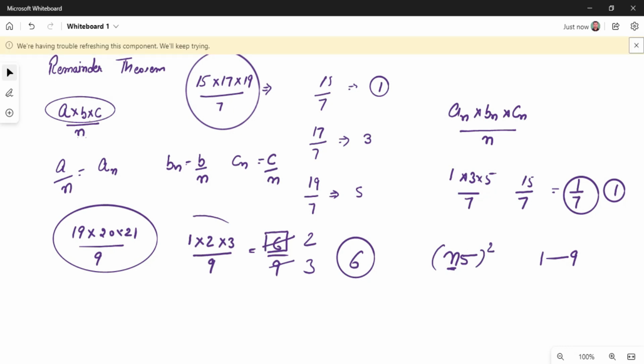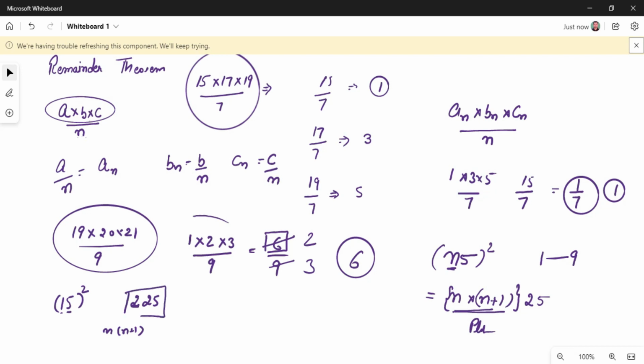To find the square of this number, we have a formula: n into n plus 1. At the unit place and the tens place, you directly put 25, and the remaining digits come from the formula. For example, if you find the square of 15, at the unit place we have 5, so directly put 25 and apply this formula for the remaining place. The formula is n into n plus 1. In this case n is 1, so 1 into 1 plus 1 is 2. So I got the square of 15 as 225.